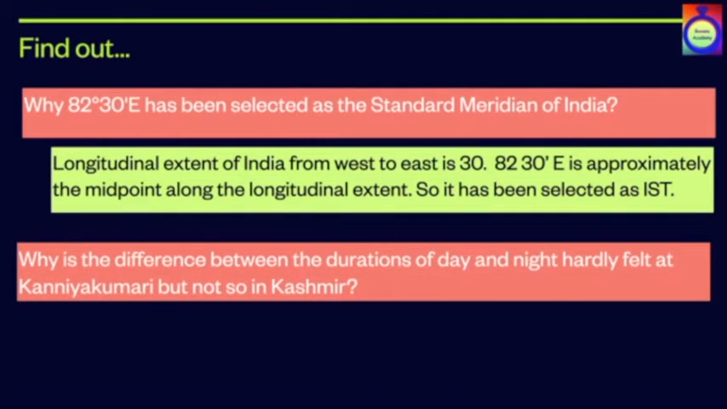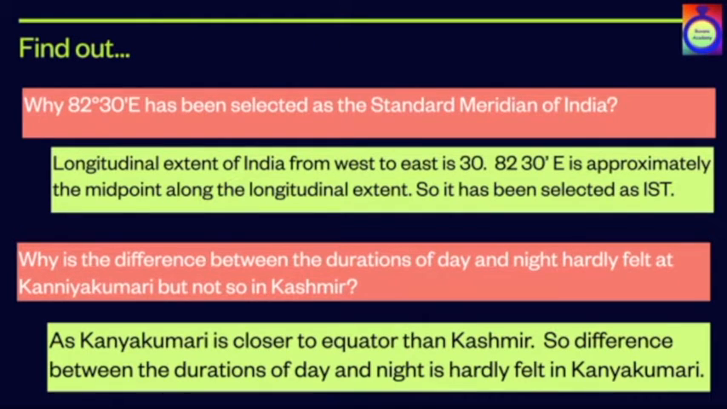Why is the difference between the durations of day and night hardly felt at Kanyakumari but not so in Kashmir? As I already told you, as Kanyakumari is closer to the equator than Kashmir, hardly any day and night difference is felt in Kanyakumari. But the difference between the durations of day and night is maximum in Kashmir.